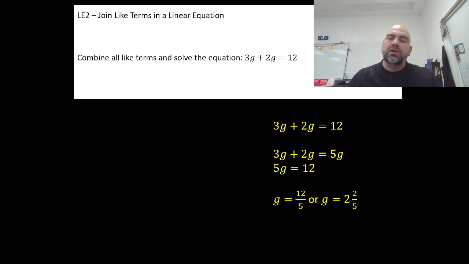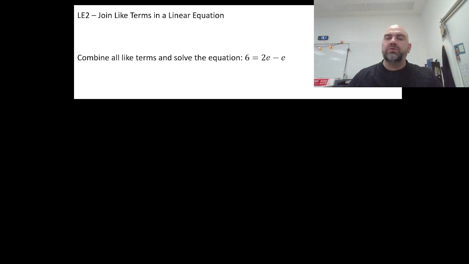And we're going to get that g is equal to 12 over 5, or 2 2/5. Now, if you put it into decimal form, that's going to be 2.4, which works as well. Just fractions are a little bit nicer because they will never be repeating. You'll never have to simplify or round the answer. So fractions are just a little bit nicer for the most part.